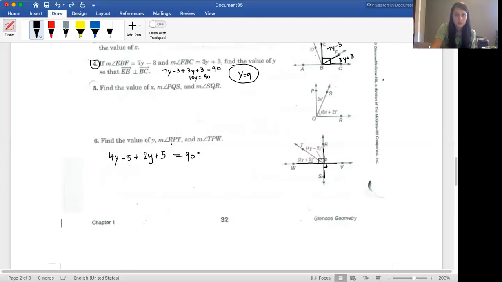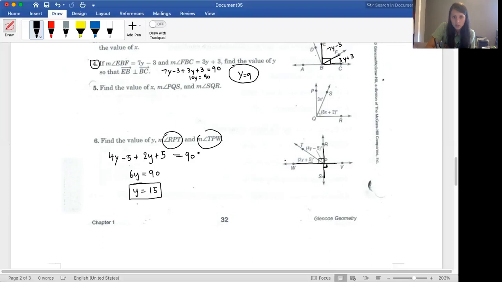Okay, so combine my like terms. 4y plus 2y is 6y. Negative 5 plus positive 5, that cancels out to be 0. Okay, divide. And that becomes 15. So y is 15. And then now I need to plug that back in to find each measure.